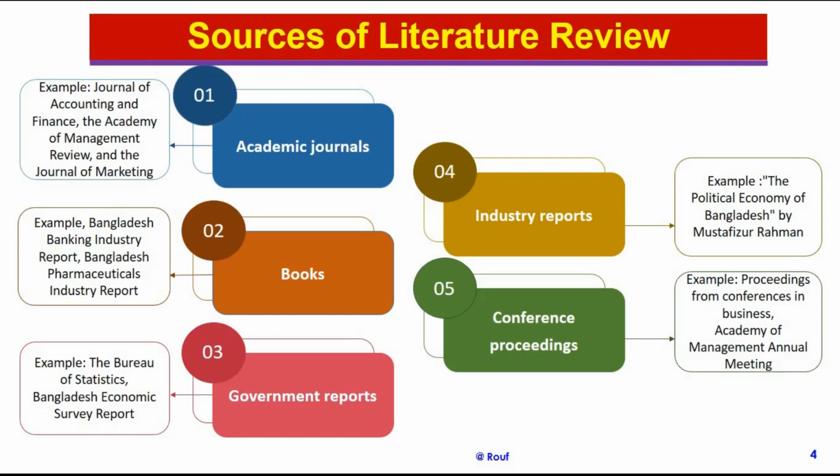Articles in these journals are typically peer-reviewed, meaning they have been evaluated by other experts in the field before publication. For example, academic journals in business include the Journal of Accounting and Finance, the Academy of Management Review, and the Journal of Marketing. The second one is books.